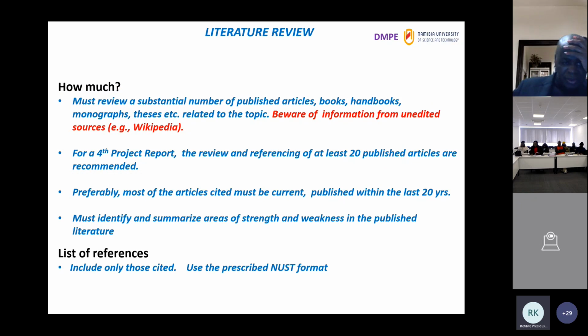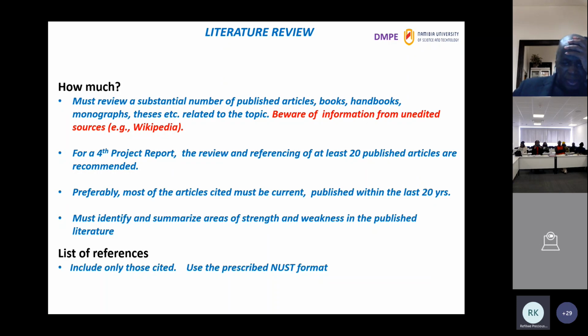How much literature review must you do? Well, you must review a substantial number of published articles, books, handbooks, monographs, and theses that have come before you. My caution is to beware of taking information from Wikipedia and other unedited sources. Just because it's published online doesn't mean it's correct.